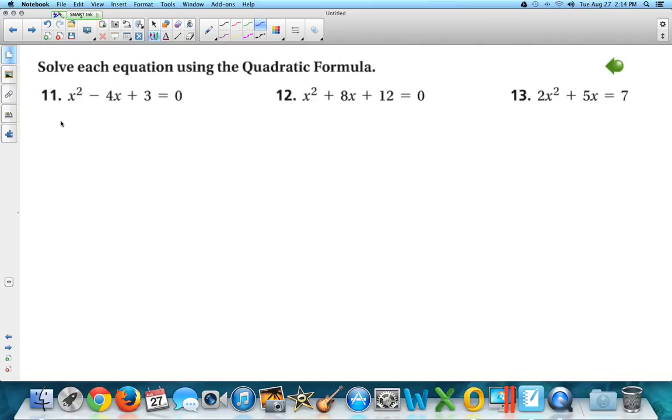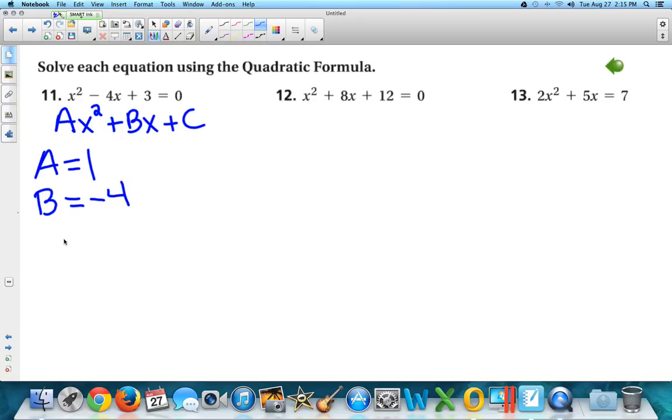Remember that quadratics need to be written in the form of ax squared plus bx plus c. And our quadratic formula is made up of a's, b's, and c's. So in my first example here, a is 1, because this is 1x squared. b is negative 4. And c is 3.